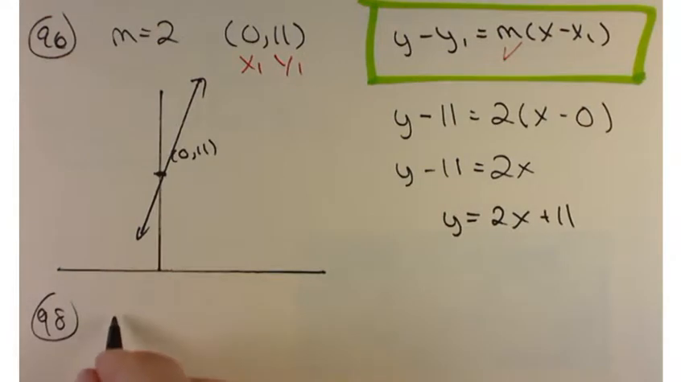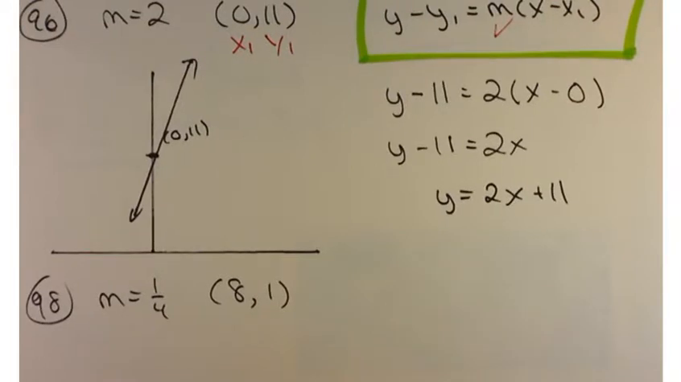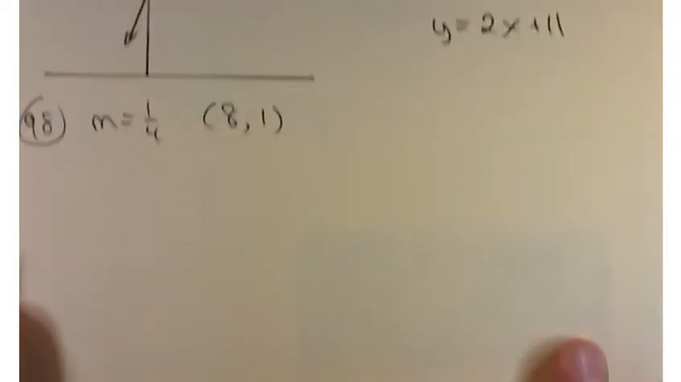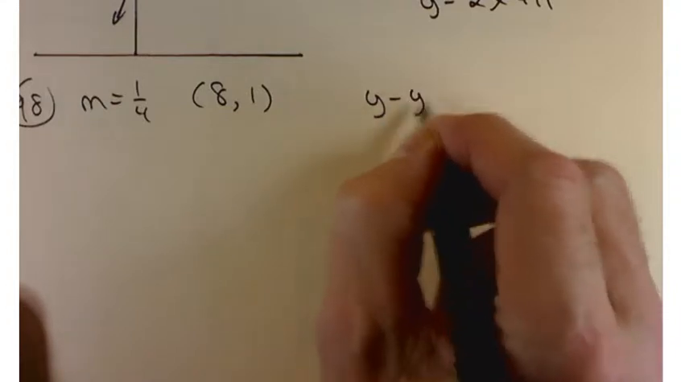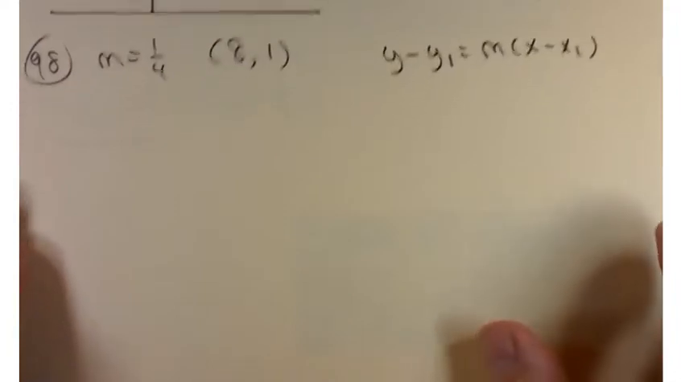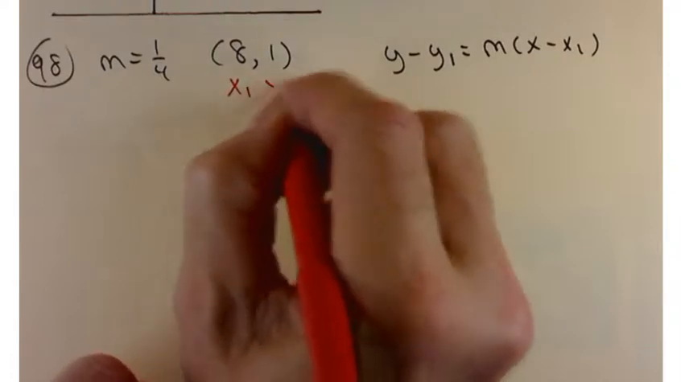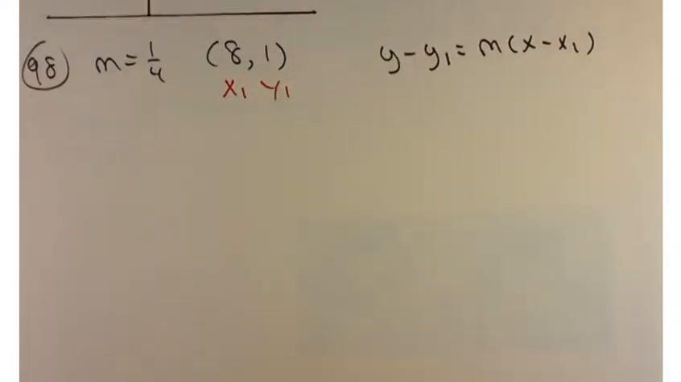All right, let's try problem number 98, where our slope is, where is it, 1/4, I think? Something like that. Yeah, slope is 1/4, and our point is (8, 1). Now we're going to do the same thing here that we did with the last one. We're going to use this formula y minus y1 equals m times x minus x1. So here's my x1 and y1 right there. See if you can't fill that in and make a little progress.